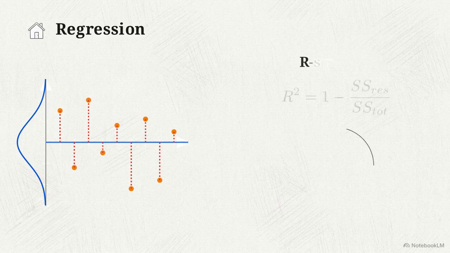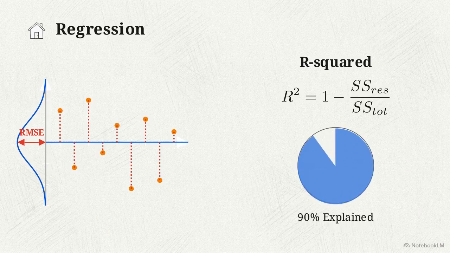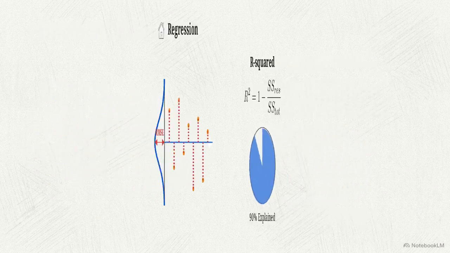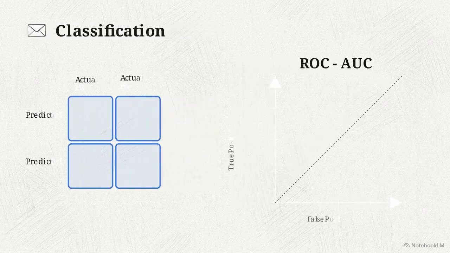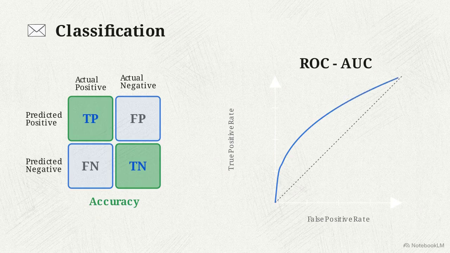This visual shows an RMSE variance distribution graph alongside the R-squared formula. Because regression maps a continuous space, evaluation metrics like root mean squared error measure physical deviation, while R-squared calculates the proportion of total variance explained by the model. Classification tests different attributes, spatial partitioning and relative probability rankings. Accuracy measures the proportion of correctly partitioned regions, while a dynamic ROC-AUC curve tracks the probability that the model will correctly rank a random positive sample higher than a negative one.